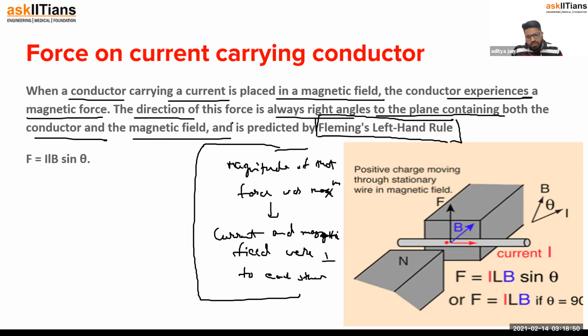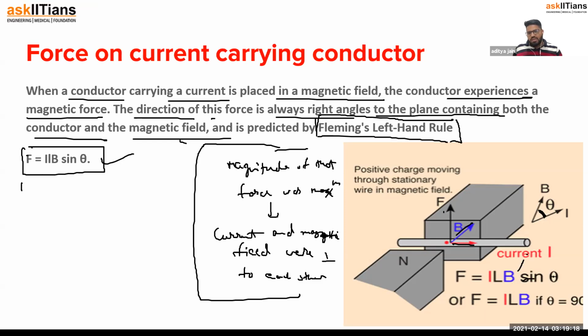The formula for force on a current carrying conductor is given by this. The magnitude of force acting on a current carrying conductor is given by ILB sin theta, as you can see in this diagram. This is the direction of force, upward. This blue arrow shows the direction of the magnetic field. This red arrow, I, shows the direction of current. And theta is the angle between current and magnetic field.